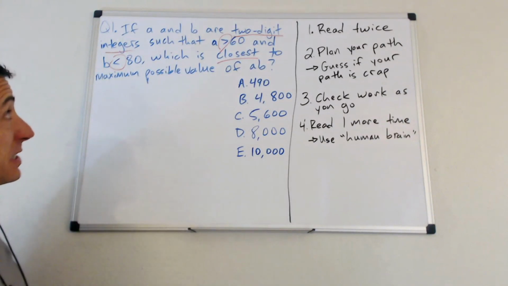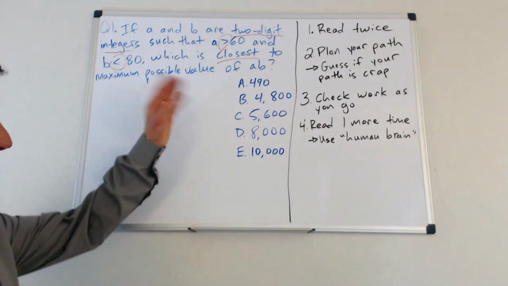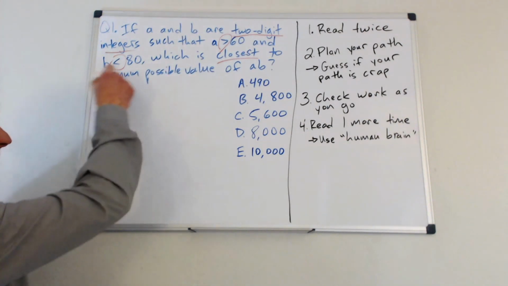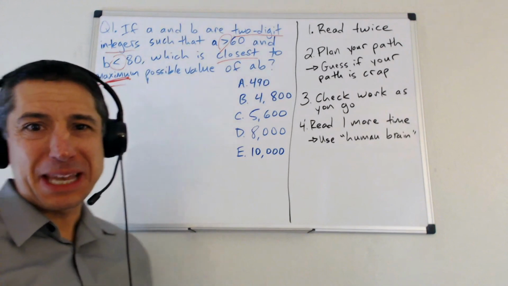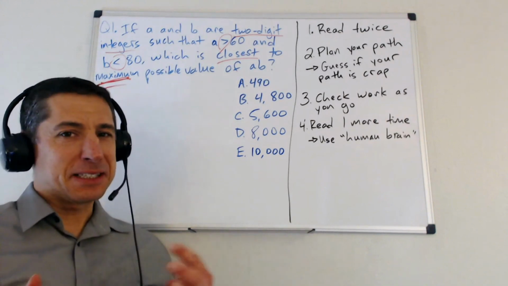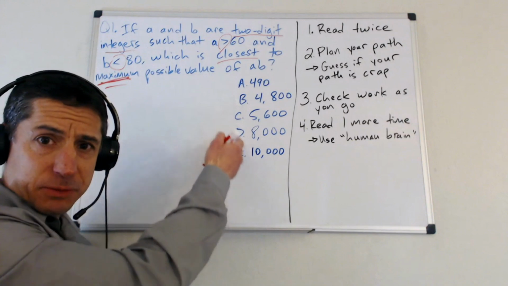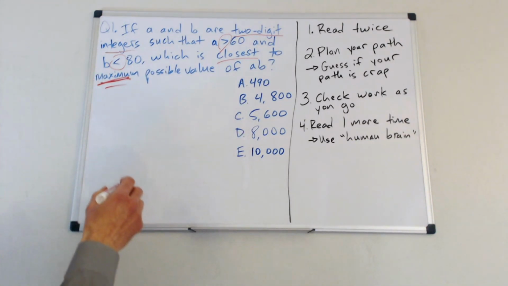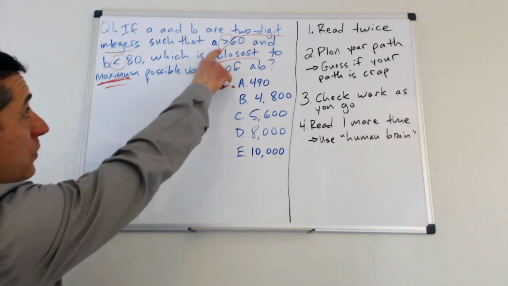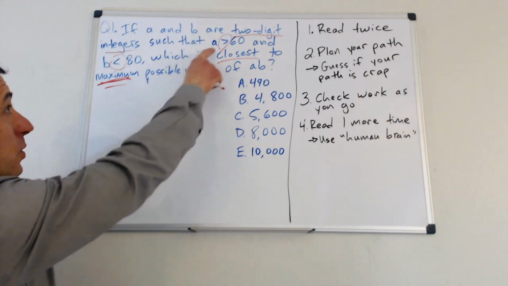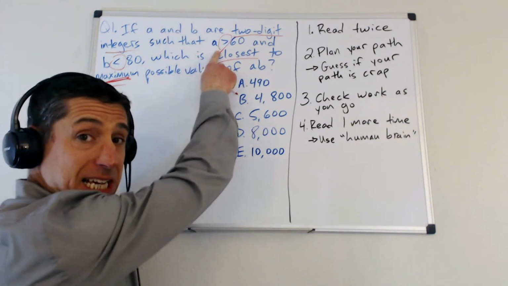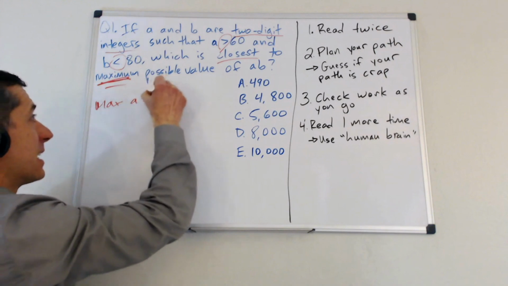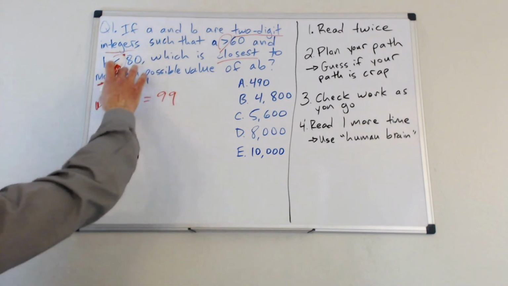If A and B are 2-digit integers such that A is greater than 60 and B is less than 80, which of the following is closest to the maximum possible value of AB? I like this question just because it's so easy to misread. If I've written those answer choices well enough, a lot of you are going to fall into one of them off of a misread. 2-digit integers. Okay, so A is greater than 60. So if A is greater than 60 and it's a 2-digit integer, the maximum value of A is going to be 99. What about B?